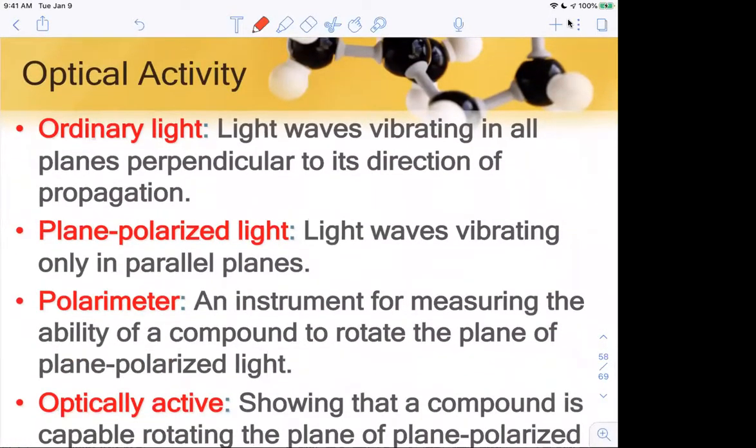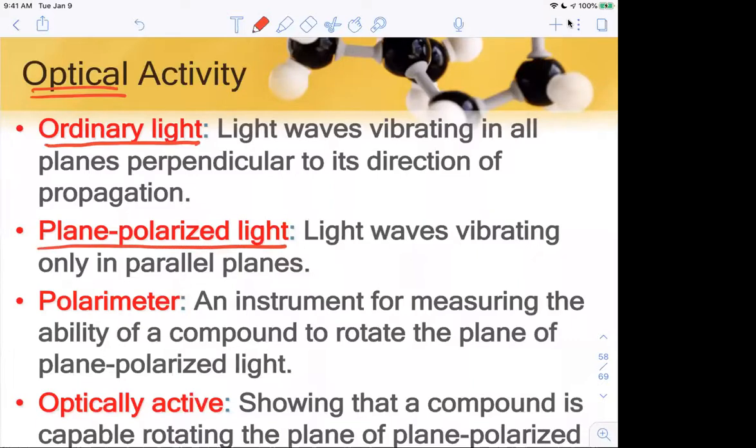One more topic is called optical activity. Way in the beginning, we talked about optical activity. So let's look at what this is. Ordinary light has light waves vibrating in all planes perpendicular to its direction of propagation.